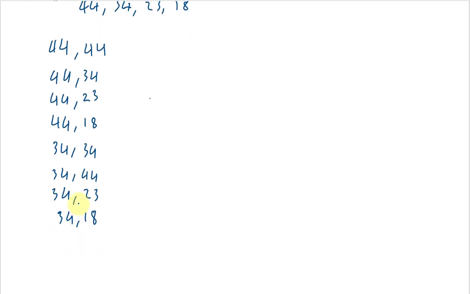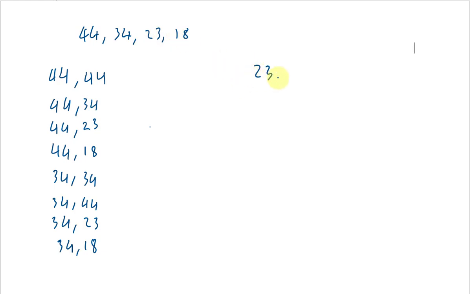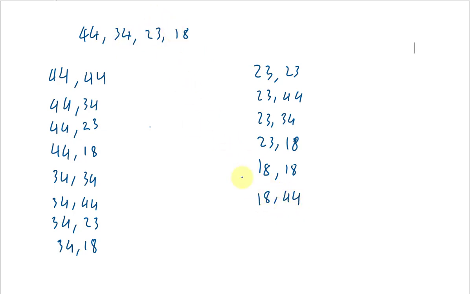And then we have 23 with itself, 23 with 44, 23 with 34, 23 with 18. And then the last one, we have 18 with itself, 18 with 44, 18 with 34, and 18 with 23. Now we see that we have 1, 2, 3, 4, 5, 6, 7, 8, so 16 total. So 16 different combinations of all the two samples. Now we are looking to find the sample mean.